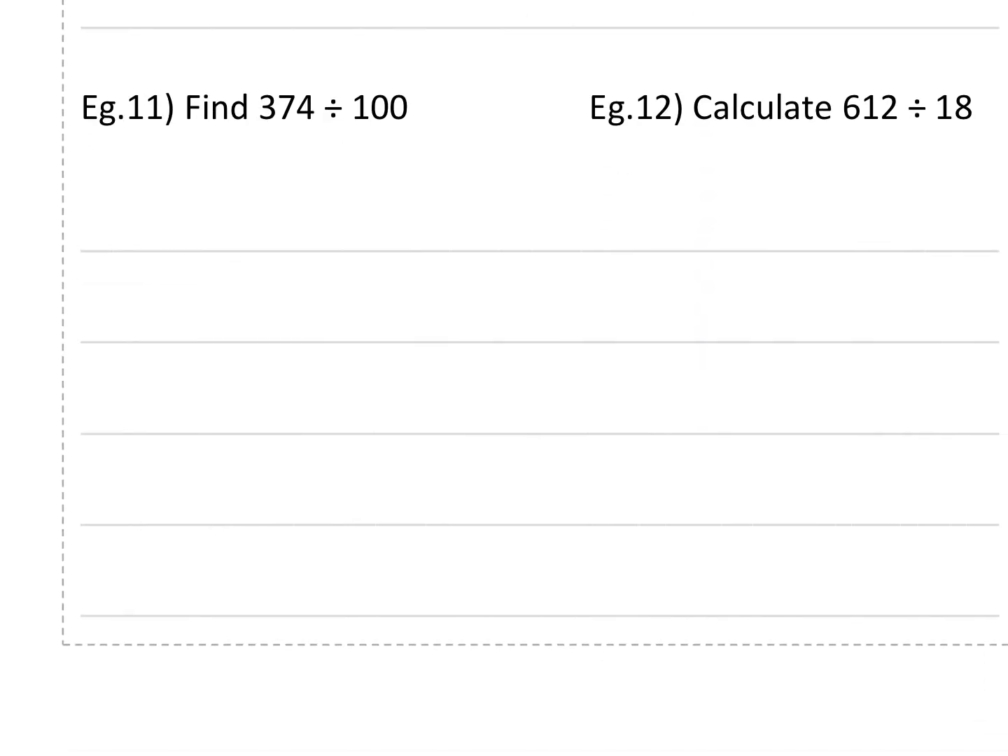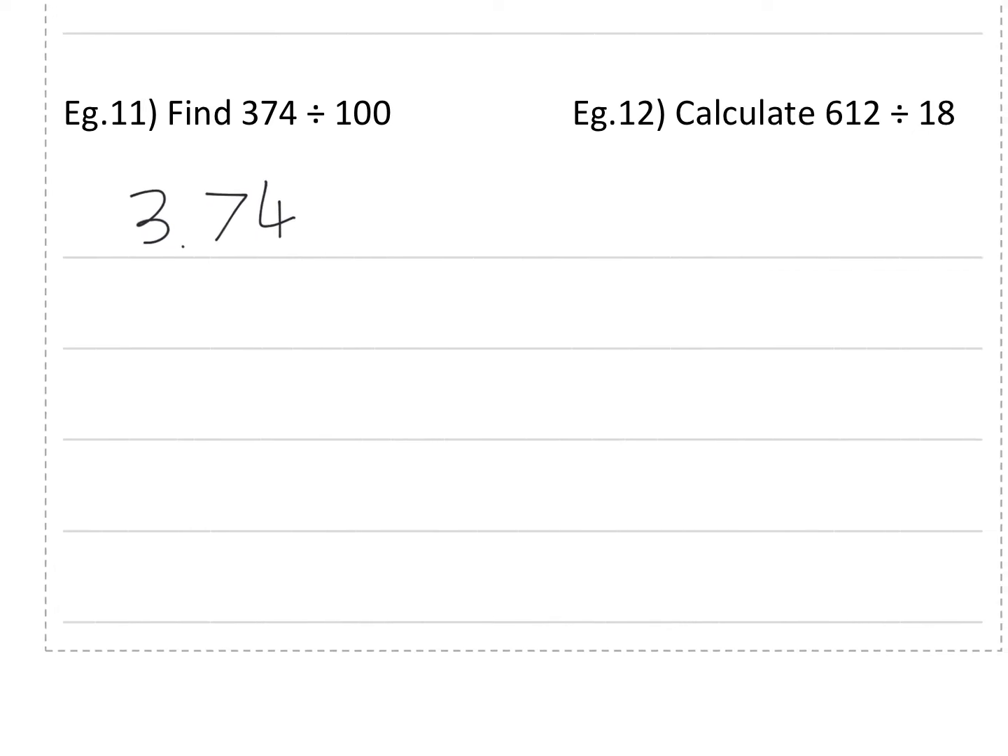Example 11, we're dividing by 100. To do that, you just move the decimal point 2 spaces to the left, or you're moving the number 2 spaces to the right. And that gives 3.74.